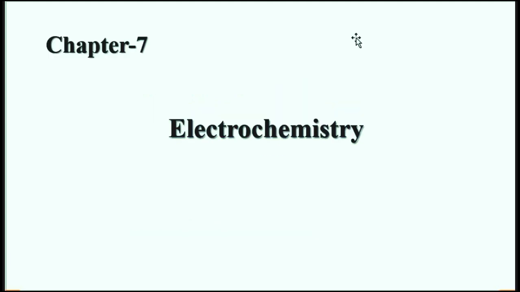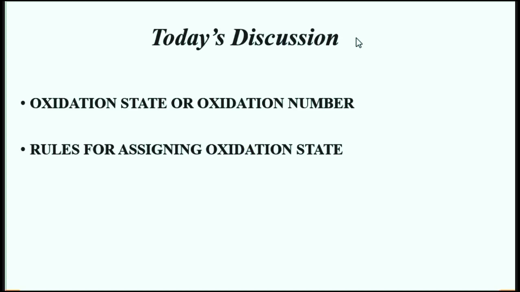Today we are going to discuss chapter number 7. The name of the chapter is Electrochemistry. We will discuss lecture 3 of this chapter, and the point of discussion today is oxidation state or oxidation number. Furthermore, we will discuss the rules for assigning the oxidation number.